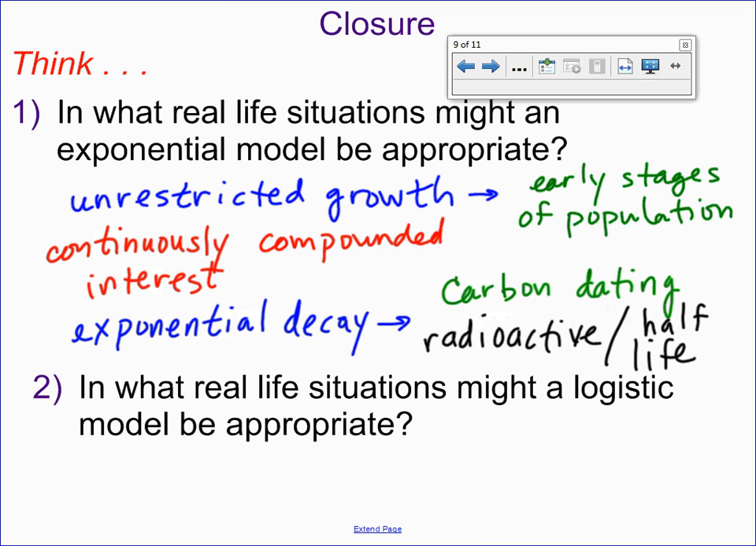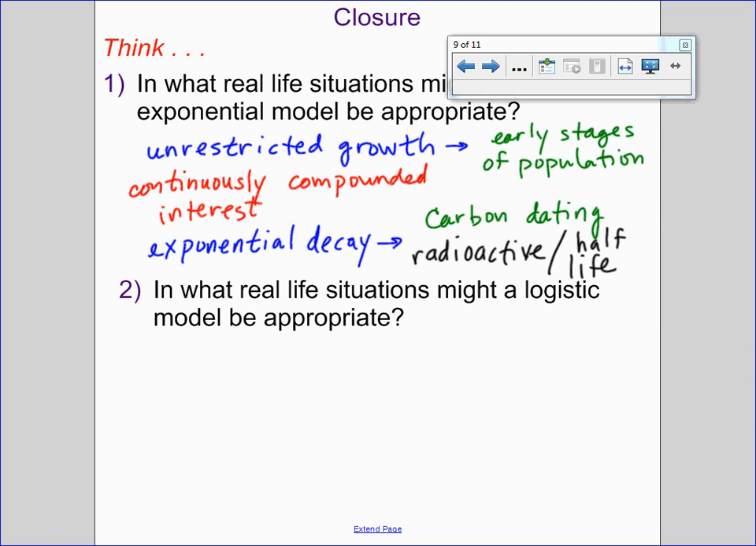In what real-life situations might a logistic model be more appropriate? Tyler? Bacteria in a petri dish. Certainly, when we have a restriction, the bacteria are going to run out of space, they're going to run out of resources, they're going to run out of food to grow. And so anytime we have limited growth, that's a situation where we might consider a logistic model as more appropriate. Some sort of carrying capacity, a restriction.